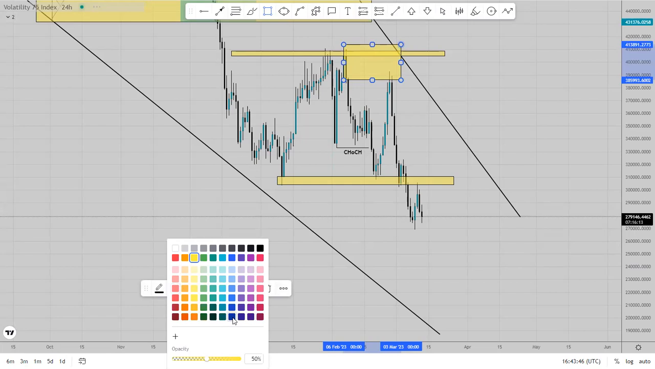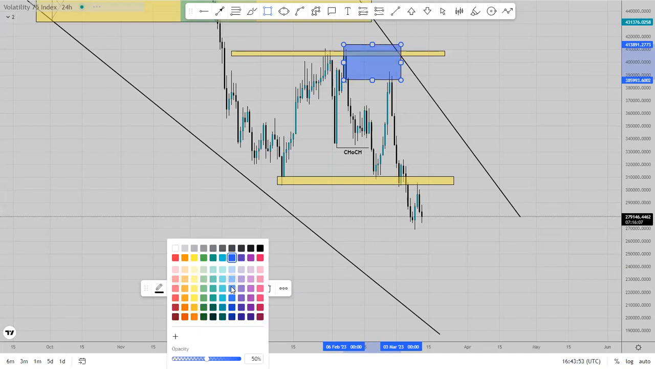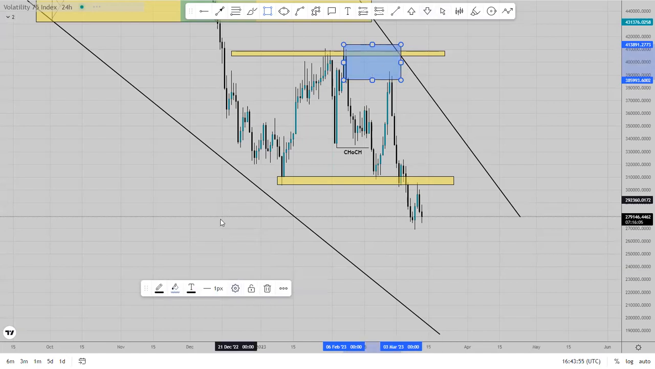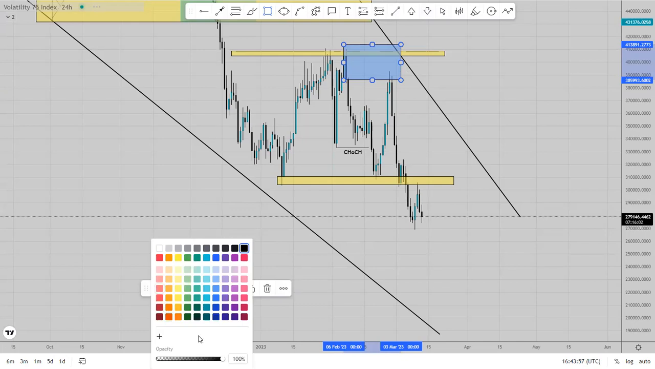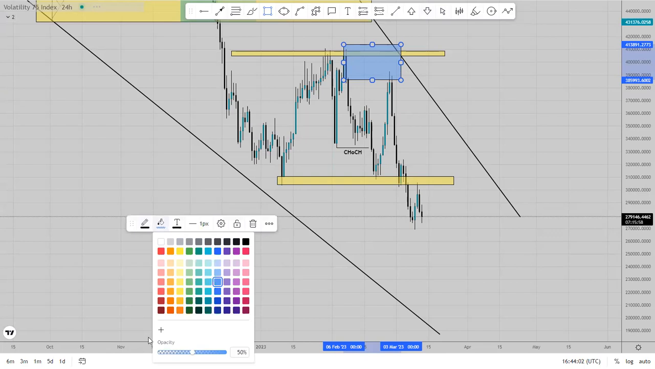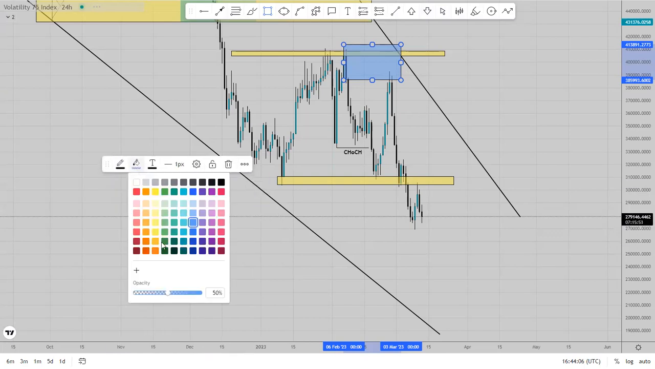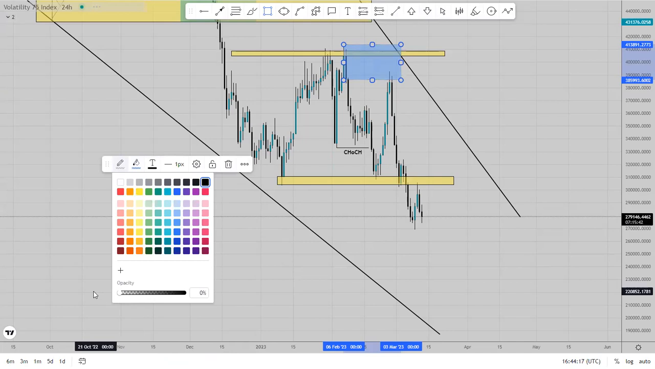So this was the level here, right? That is what we call an order block. One can call it an order block. Another person can come and call it a supply. An order block or supply is the last bullish candle before the market went down. That is what we call a supply or an order block, right?